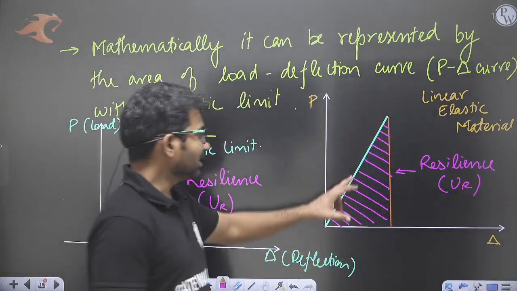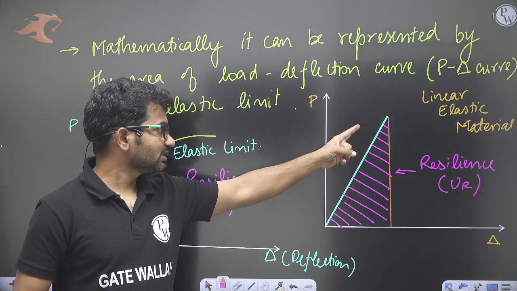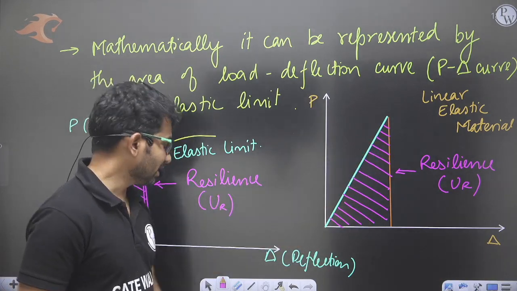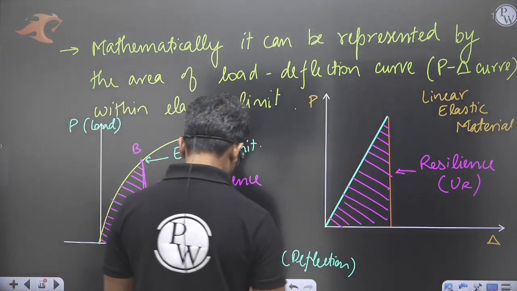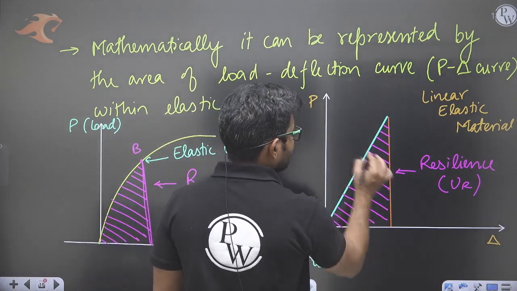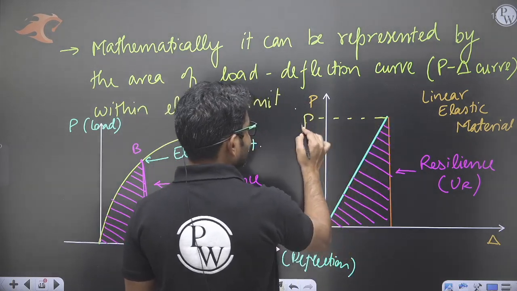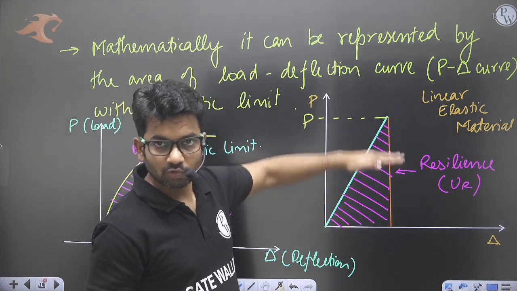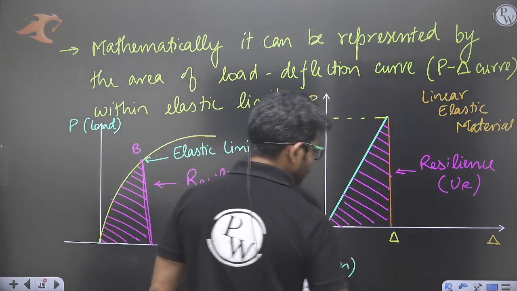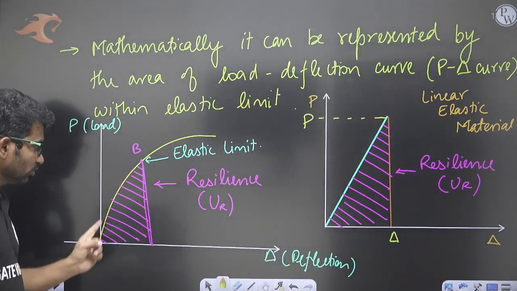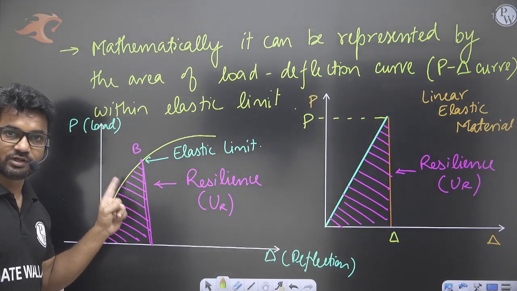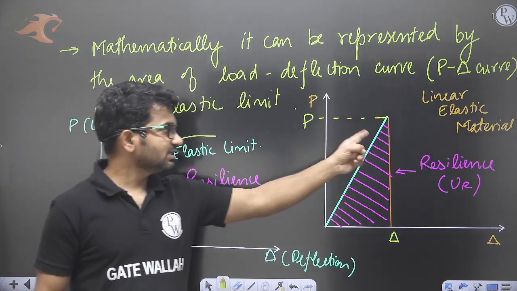For linear elastic material, we can derive the direct formula. This is the area of the triangle. Area of the triangle can be derived, it is very simple. Let us say we have loaded up to load P and the deflection is coming out to be delta. For the curved case we don't know the equation of the curve, so we cannot calculate the area, but here we can easily calculate this area.